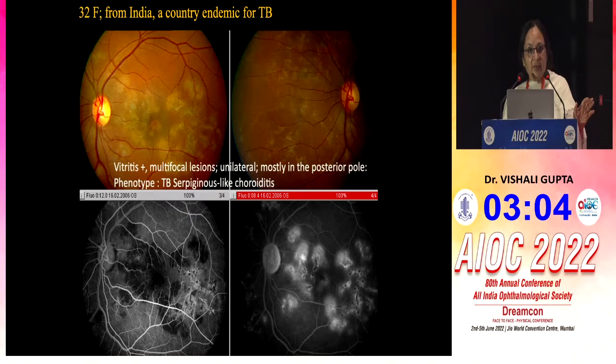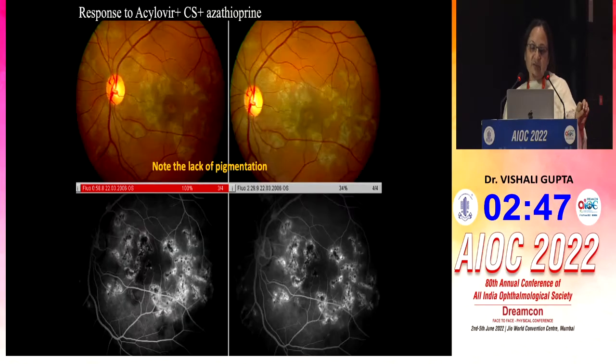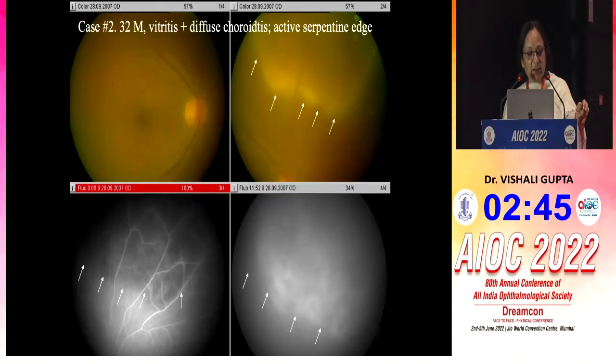Serpiginous-like can have other etiologies. Everything is not TB, so please do not say that we just treat everything with anti-TB drugs simply because we are in India. No. There can be multiple etiologies. For example, this patient actually had VZV infection treated with antiviral.